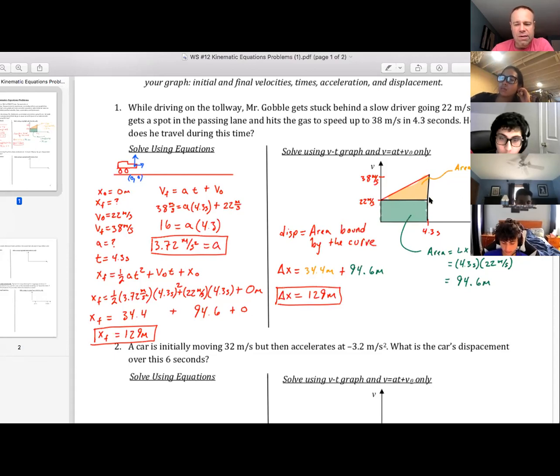We know that a rectangle's area is length times width, so the length is 4.3 seconds. The width is 22 meters per second. Multiply them out, we get 94.6. This 34.4 plus that 94.6 gives us, of course, the same answer, 129 meters. Because in physics, there's more than one way to solve a problem. And in this class, there are 3 targets: mathematical, graphical, and verbal, or explanations.